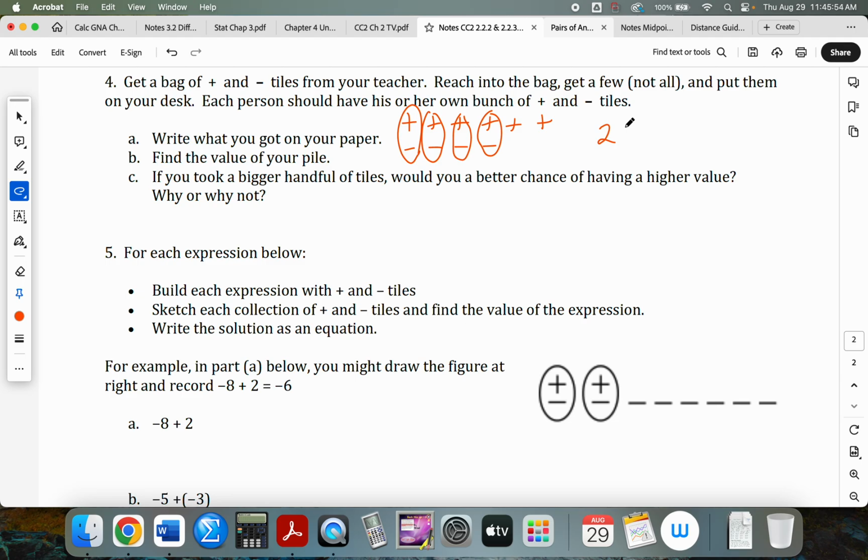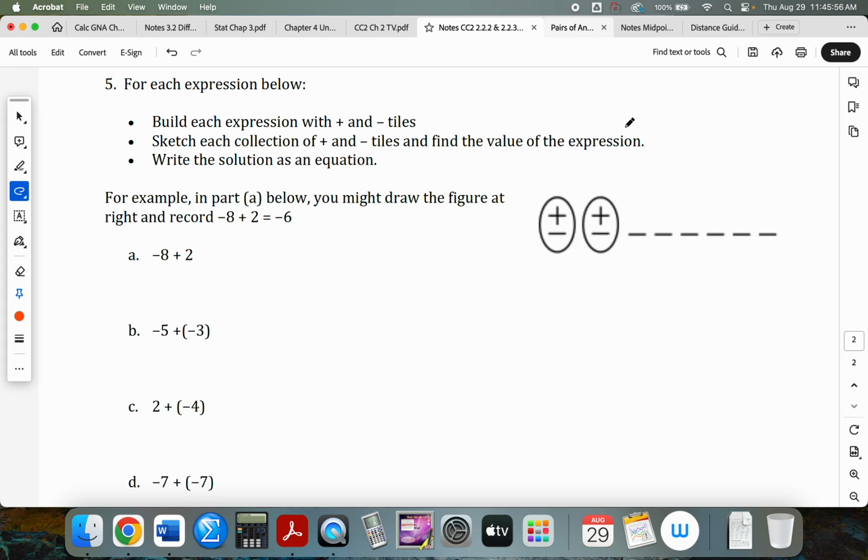Okay, so for each of these, I want you to build it with the tiles. Yes, I know that many of you are like, really? I can do this in my head. I understand. I really do. Build it with the tiles. Record the diagram, just like they have here, and write your answer. So the first one's already done for you, so start with B.